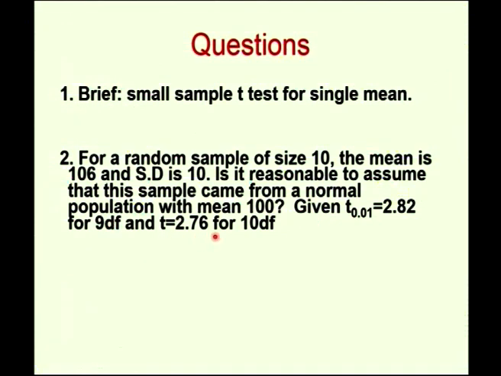Actually, you have to take only this particular value. T is equal to 2.76 for 10 degrees of freedom, whereas degrees of freedom is 9. Usually instead of giving the tabulated value directly, two values will be given. You have to choose the correct one from that.